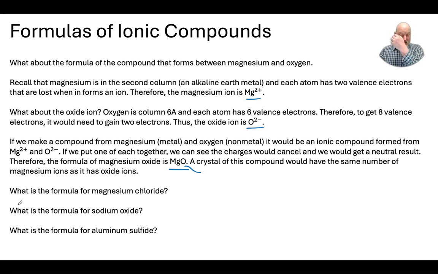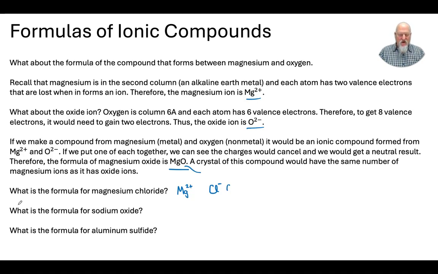Okay. What about magnesium chloride? Well, we've seen Mg is 2 plus, and chloride is a single minus. So if I put these together, one of each, I have more positives than negatives. Right? So Mg is 2 plus, chloride is 1 minus. I have 2 positives and 1 negative, so that's not the right ratio.